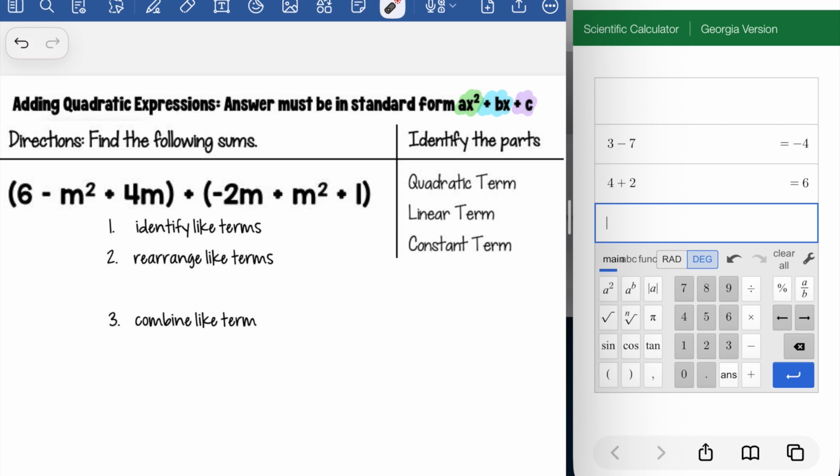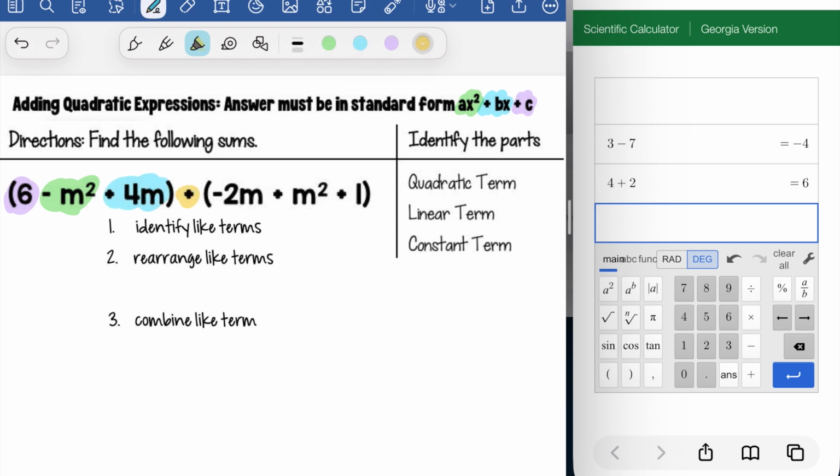So just like we did last time, we're going to identify our like terms. My first term that they gave me is not a quadratic, though. It's a constant because it doesn't have any variables. So I'm going to color that one purple. Then I have minus m squared, which gives me my quadratic term. And then I have plus 4m, which gives me my linear term.